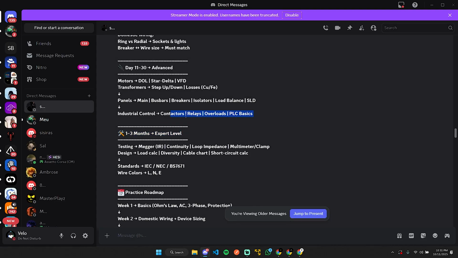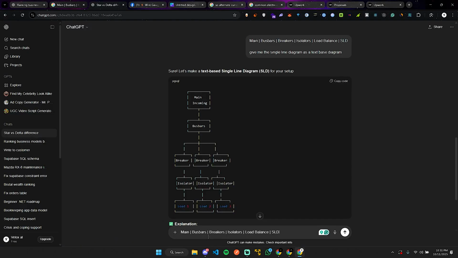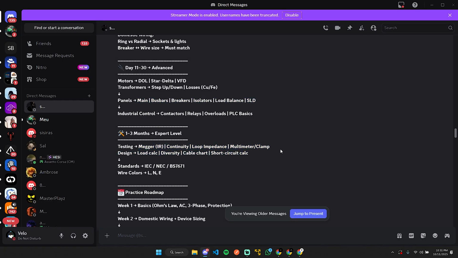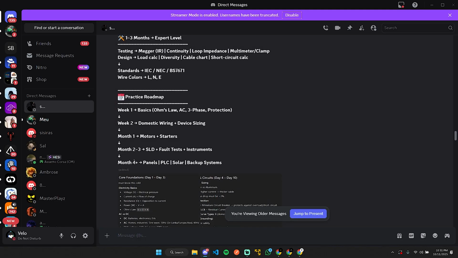One to three. Okay, so testing and measurement. So how do these correlate to each other? About this: megger IR, continuity, loop impedance, multimeter, clamp meter, load calculation, diversity, cable chart, short circuit calculation, standards, right? This is live, neutral and earth. So it's part of this, I believe. That's part of this.